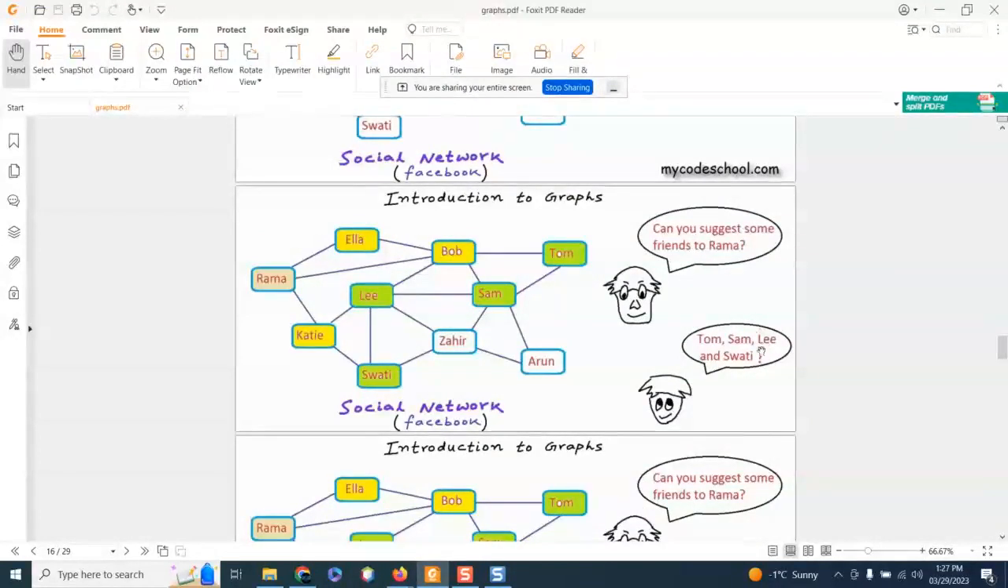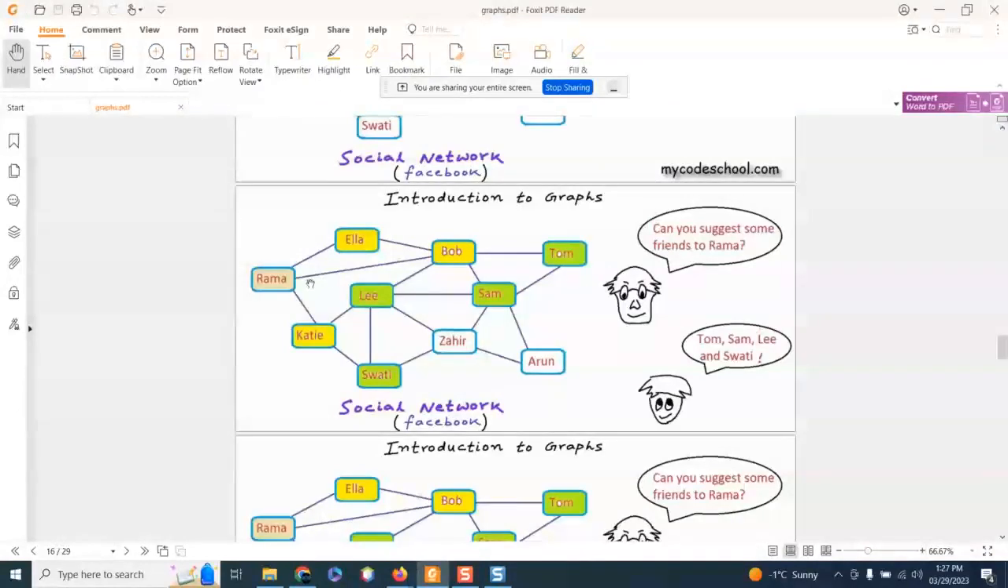Tom, Sam, Lee, and Swati. How is that possible? Rama is already a friend with Ela, and the second shortest distance is Bob, so that could not be a friend. Bob could not be a friend because he is already a friend through Ela. And Rama is also directly connected with Bob as well.